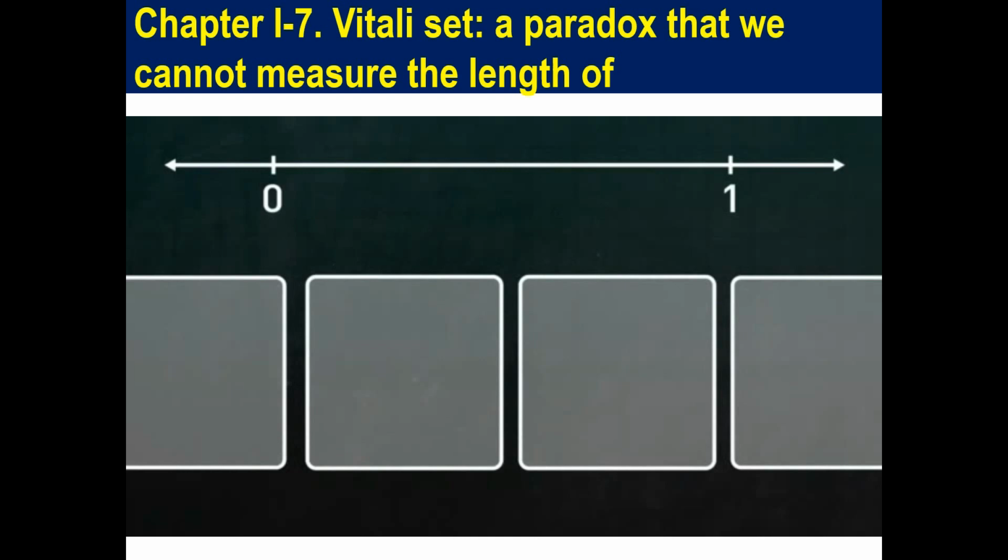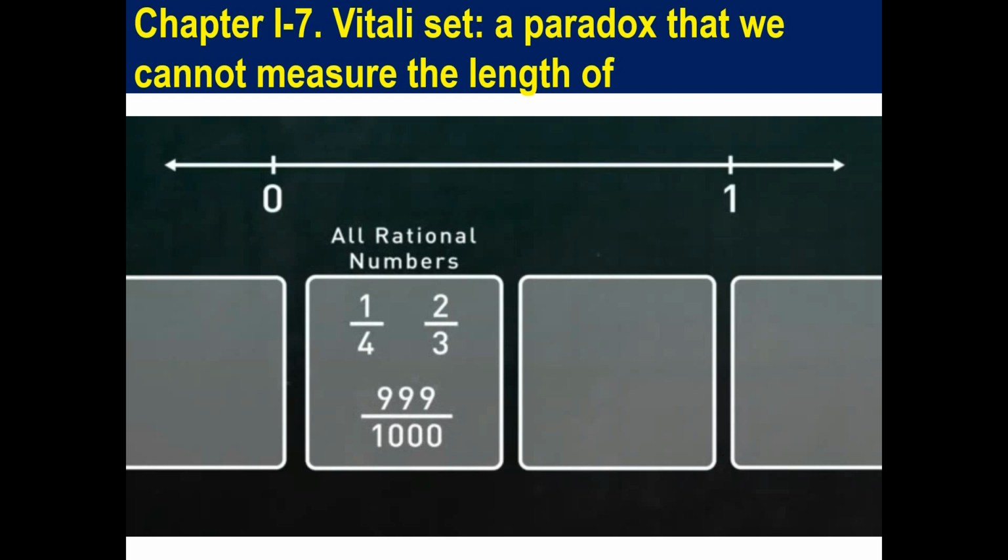So one bin will contain all the rational numbers, like 1/4 and 2/3 and 999/1000. But if you take any two irrationals and subtract one from another, the result might not be a rational number. So they can't all go in the same bin. We have to split the irrationals into mini bins.